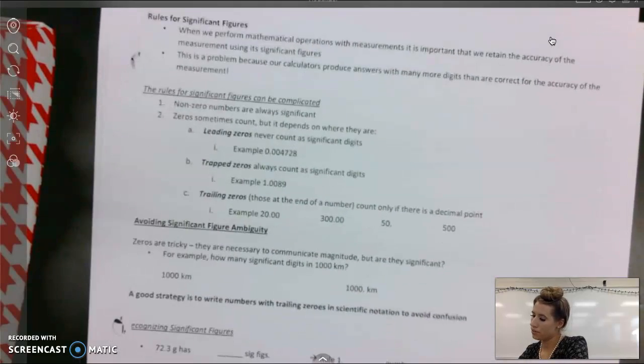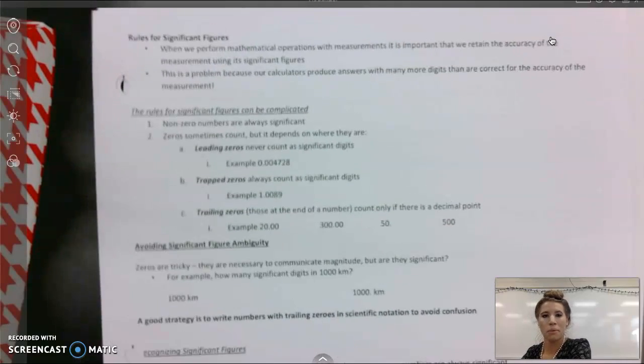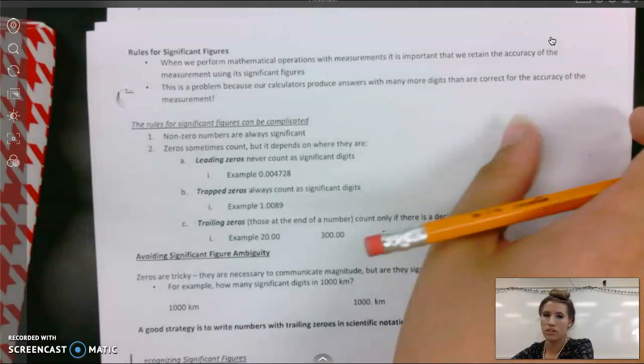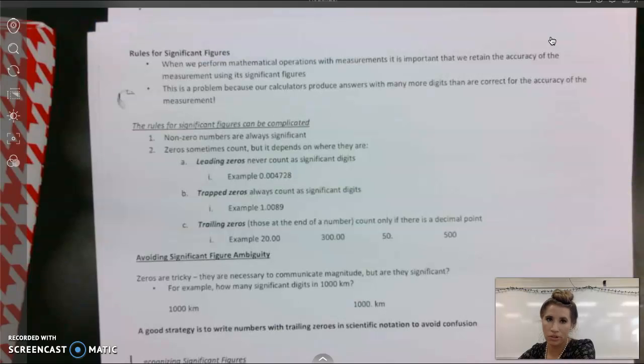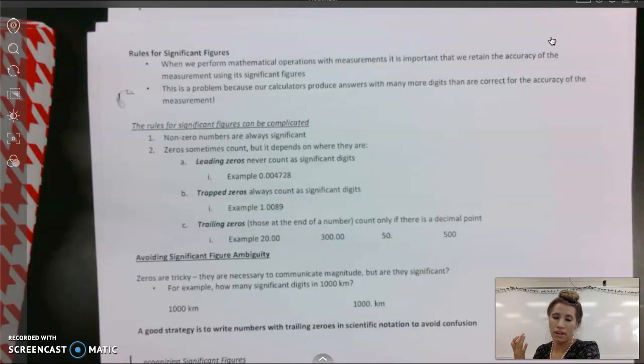Okay, rules for significant figures. We've talked about how to use and find significant figures in measurements, but now we need to talk about significant figures in calculations. Okay, so there are some rules for knowing how many significant figures a number, a measurement, is giving us if we don't have the tool. If they said, okay, here is my value, then you can determine sig figs from that.